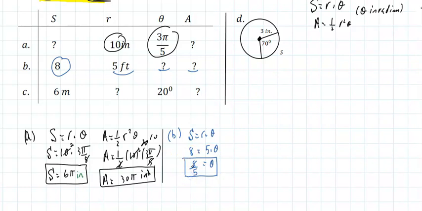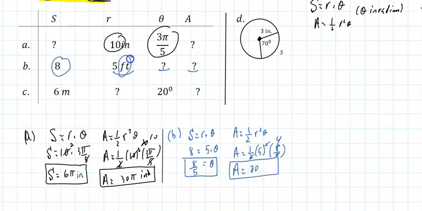And how about the area of the sector? Area of the sector is 1/2 r squared theta. Area of a sector is 1/2. The radius is 5, and the angle is 8/5. Area would be 25 divided by 2. That's a 4. That's 20. What would be the units for area if a side is in feet? Square feet.